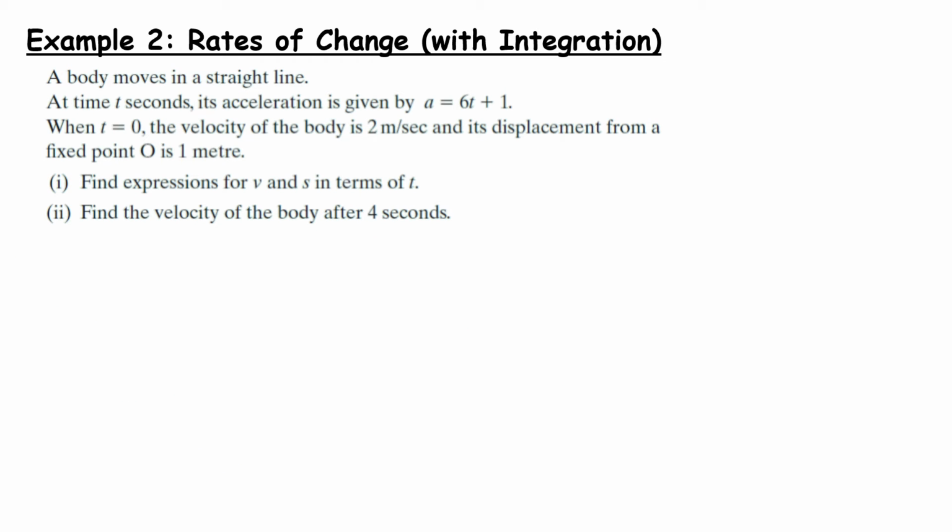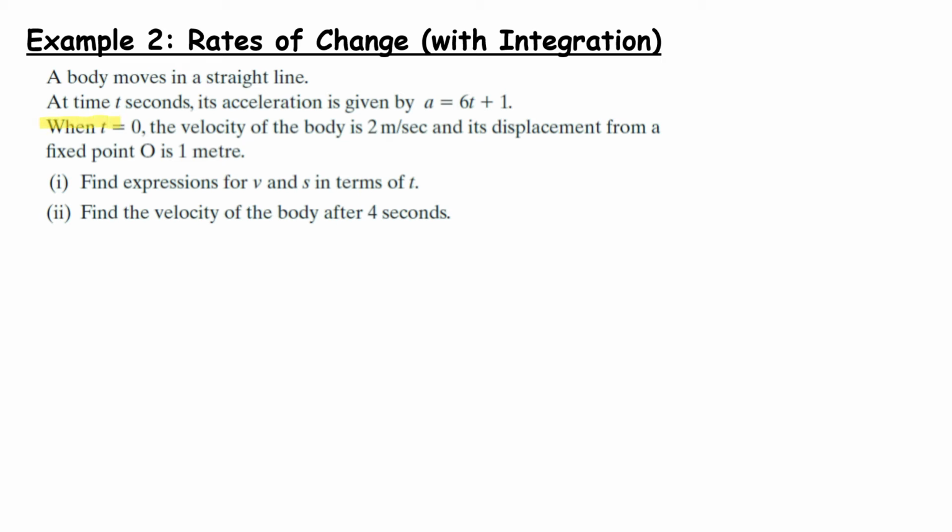So example 2 is another rates of change question, and this time it's going to include integration. A body moves in a straight line. At a time of t seconds, the acceleration is given by a equals 6t plus 1. When t equals 0, the velocity of the body is 2 meters per second, and its displacement from a fixed point O is 1 meter.